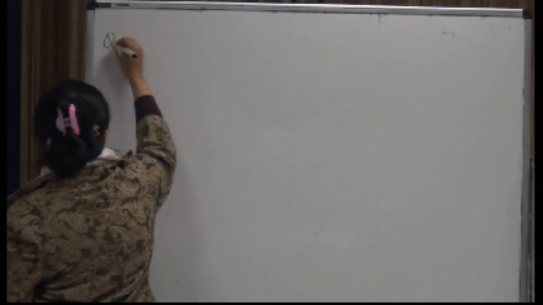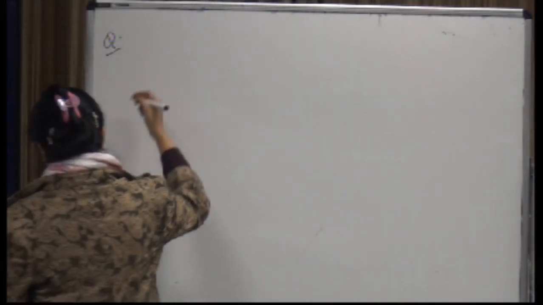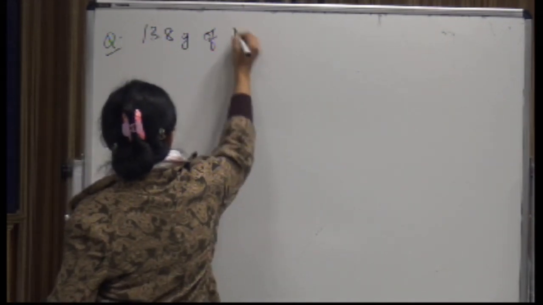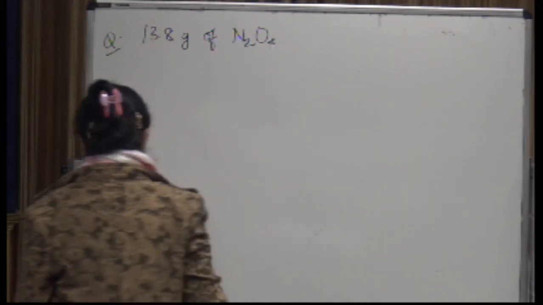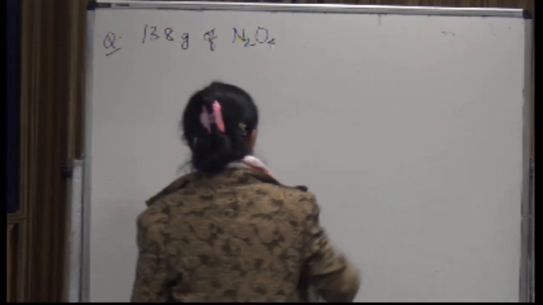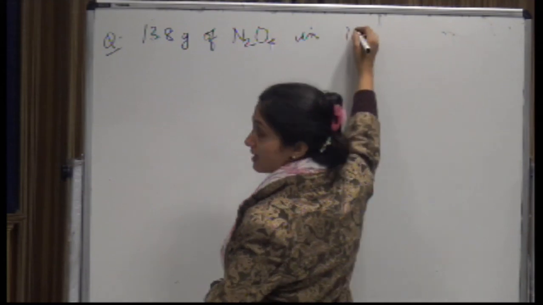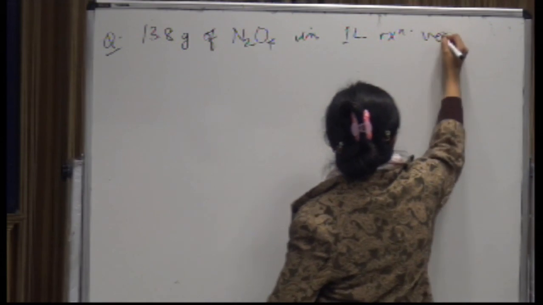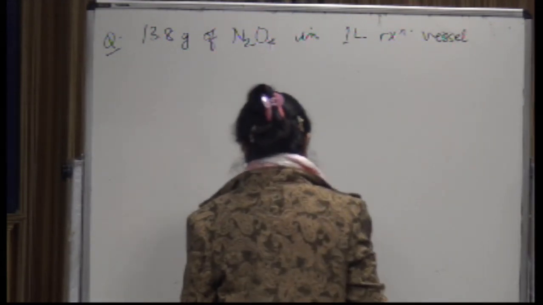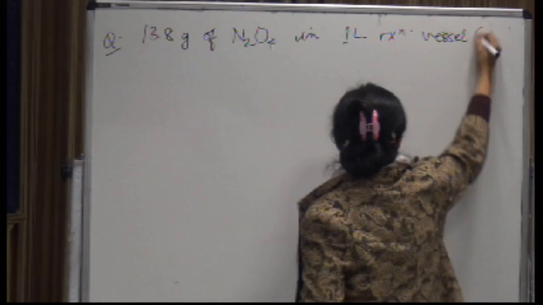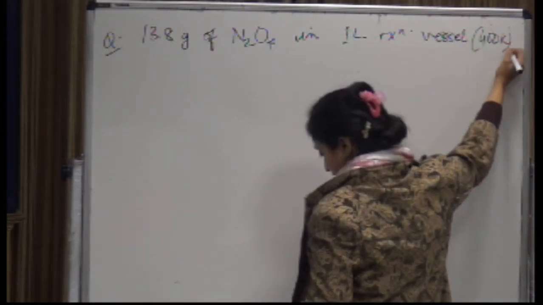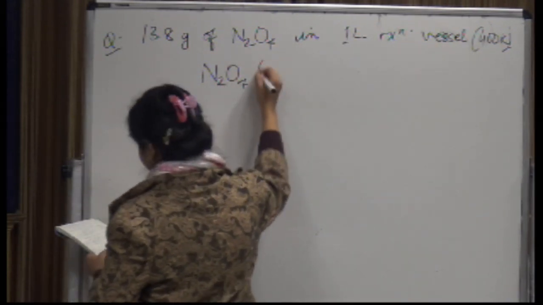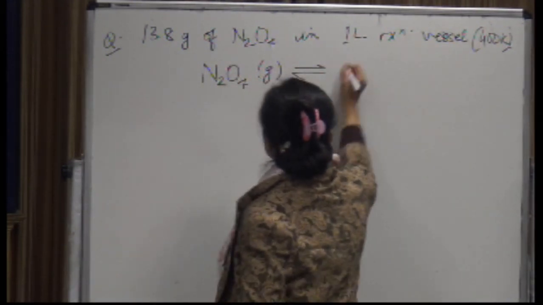Consider the question: 13.8 grams of N2O4 was placed in a 1 liter reaction vessel at 400 Kelvin and allowed to attain equilibrium.